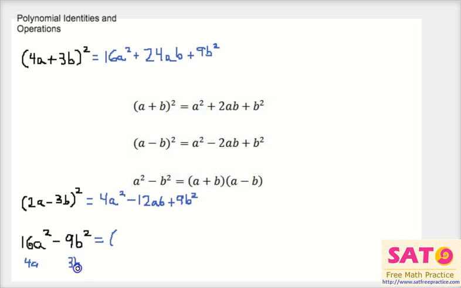Now that we know that, it's just the same term twice. So we'd have 4a plus 3b, and 4a minus 3b. And that's all.